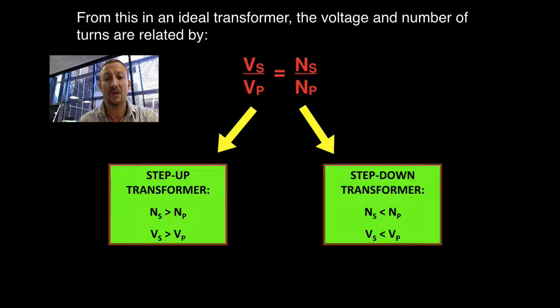The step-down transformer has the opposite, where we've got fewer coils on the secondary coil compared to the primary, and as a result it will produce less voltage than the primary is coming in at. So if you've got a large voltage generated by your power supply, but your appliance only works on a lower voltage, you can use a transformer to step that down.